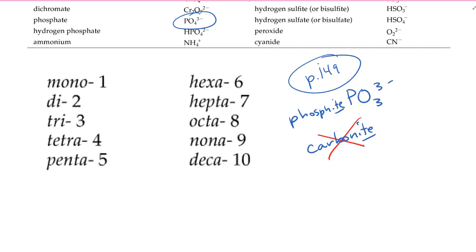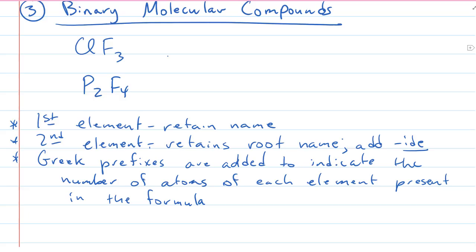All right. So now, by the way, the prefix mono is usually left off. If it is included, it's usually included with the second element in the formula. So again, the prefix mono is usually left off. If it is included, it's included with the second element.